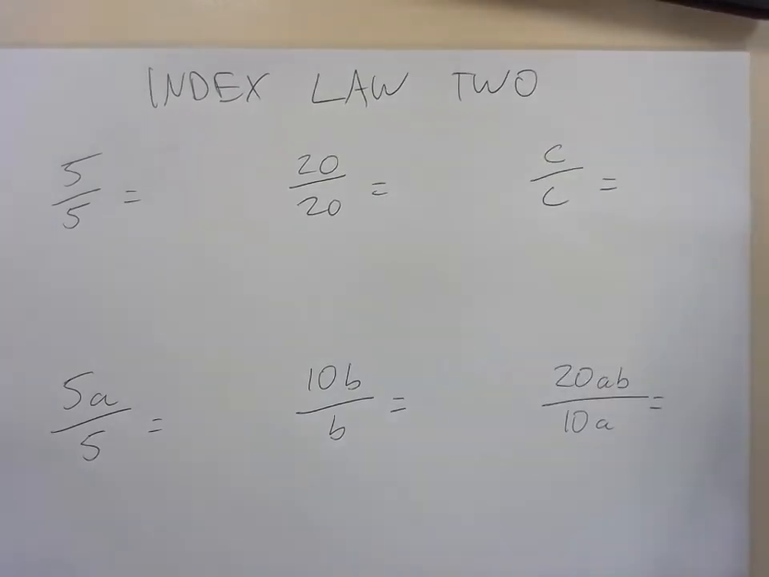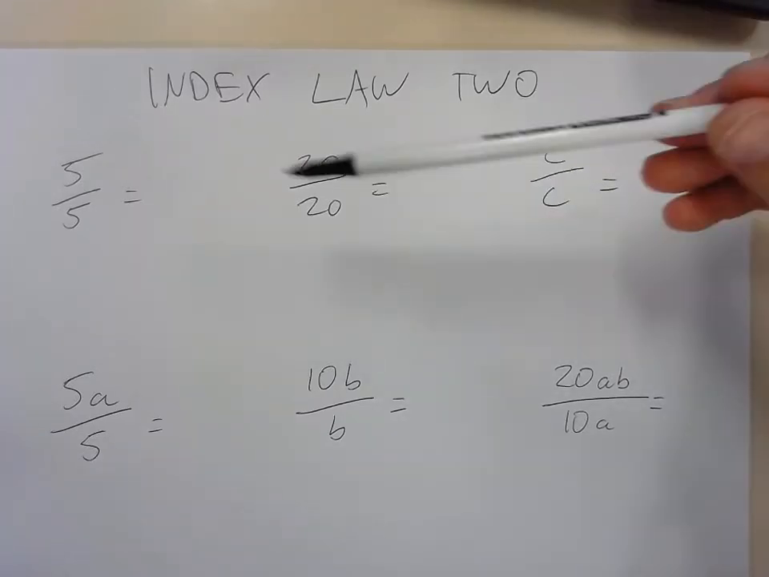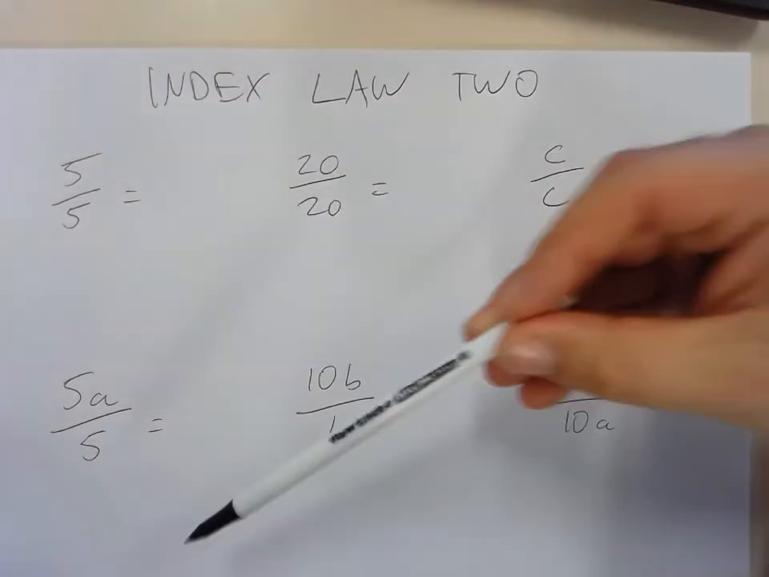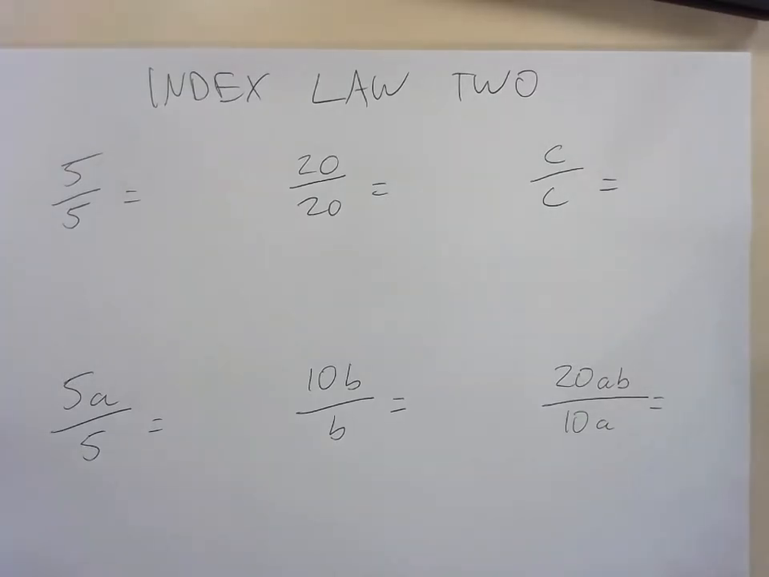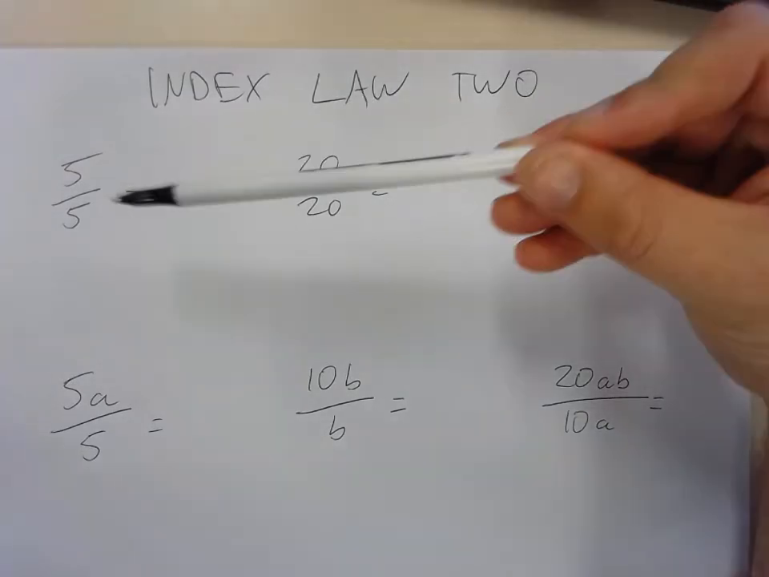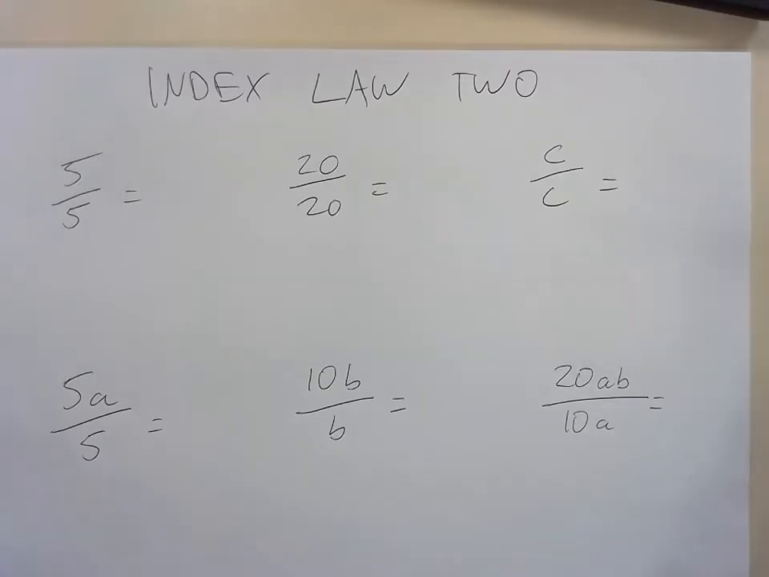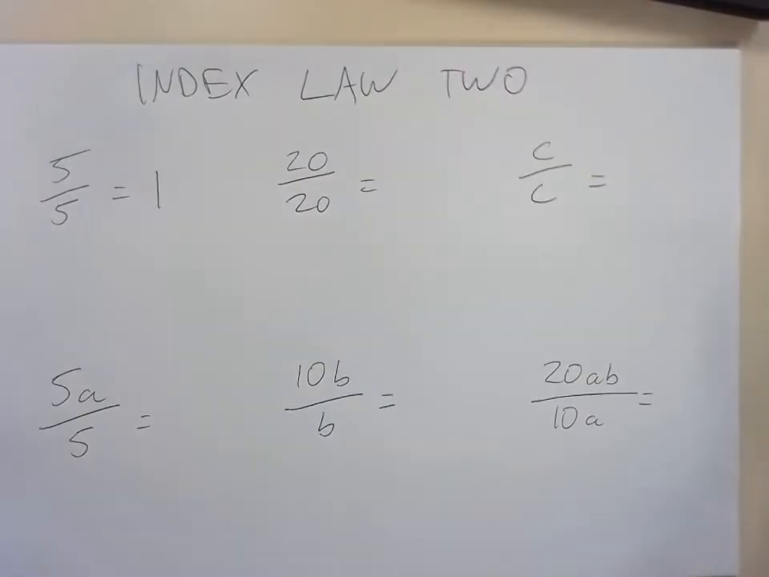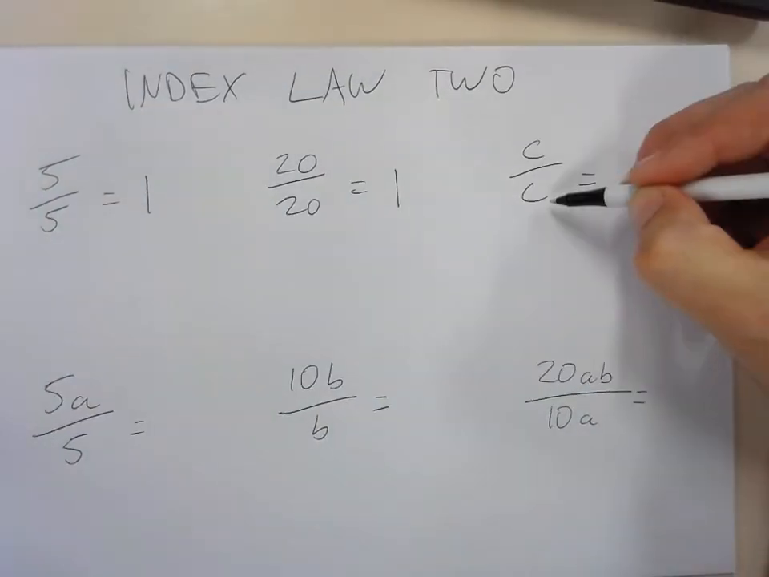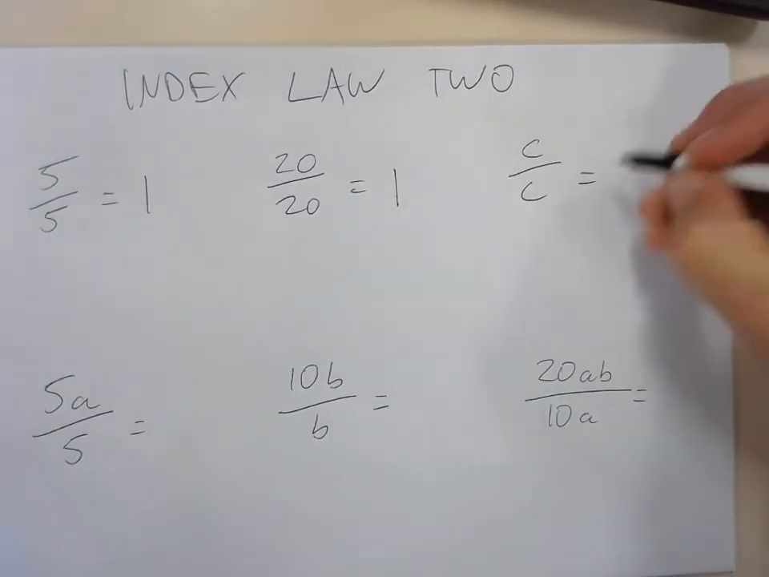Okay, let's get ready for index law number 2. First thing we're going to do is look at revising some of our division skills and awareness. We know 5 divided by 5 equals 1. 20 divided by 20 equals 1. Anything divided by itself equals 1.